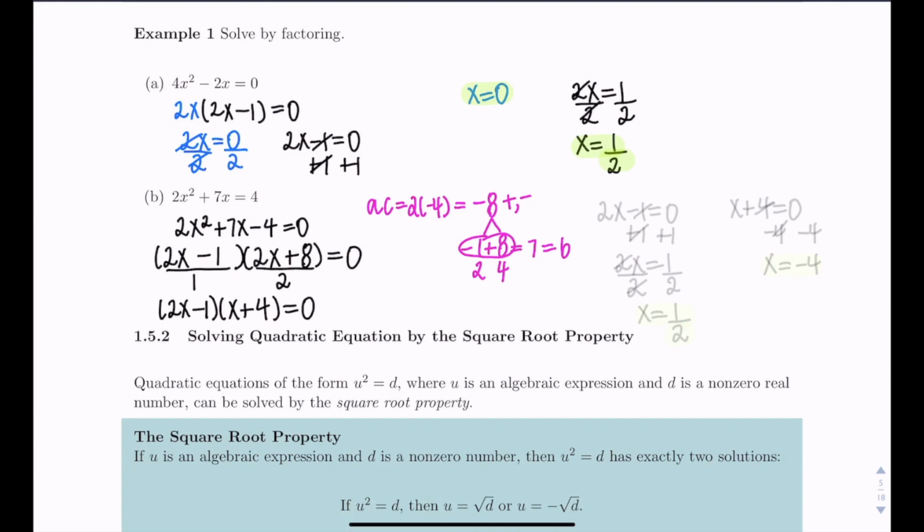Now I want to set each piece equal to 0 and solve. So I have 2x minus 1 equals 0, and I have x plus 4 is equal to 0. Adding 1 to both sides, we get that 2x equals 1. Divide by 2, and we have that x is equal to 1/2.